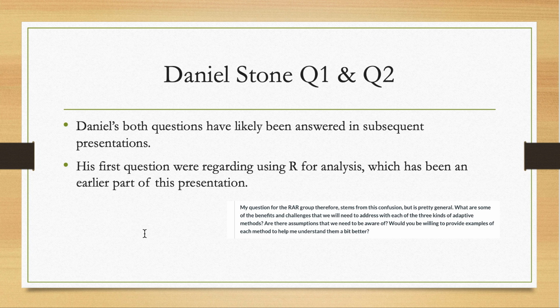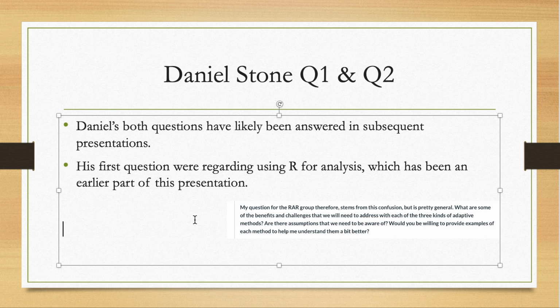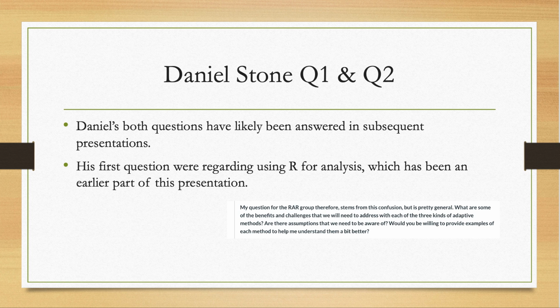So Daniel Stone, questions one and two. By now, both questions have likely been answered in subsequent presentations. His first question was regarding using R for analysis, which was covered in an earlier part of this presentation, regarding the R package blockRAR, which was used to conduct the analysis. His second question is pretty general: What are some of the benefits and challenges that we will need to address with each of the three kinds of adaptive methods? Are there assumptions that we need to be aware of? And would you be willing to provide examples of each method to help me understand them a bit better? Both of those questions have been answered already in subsequent presentations or this presentation.